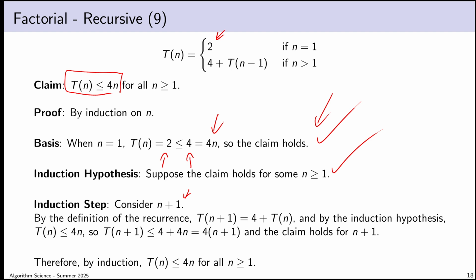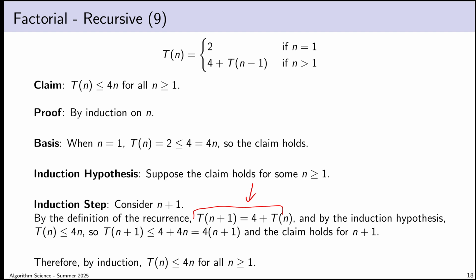Again, by the definition of the recurrence, t of n plus 1 is just equal to 4 plus t of n. And I will point out, if you write a proof about a recurrence, you don't actually have to say this is by the definition of the recurrence in a case as simple as this, when you're just plugging a number into t. That's fine. You can just use it. But I'm doing it because it's the first one of these proofs that we've seen.